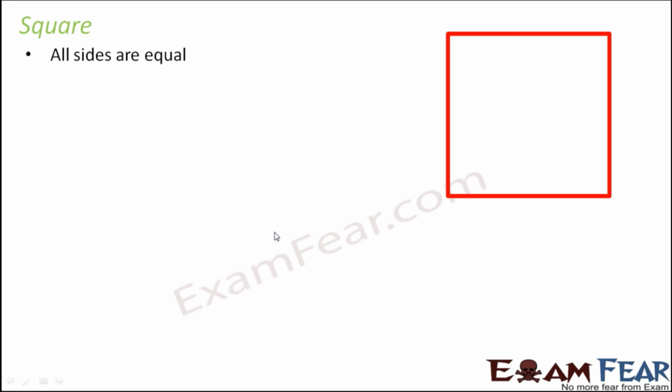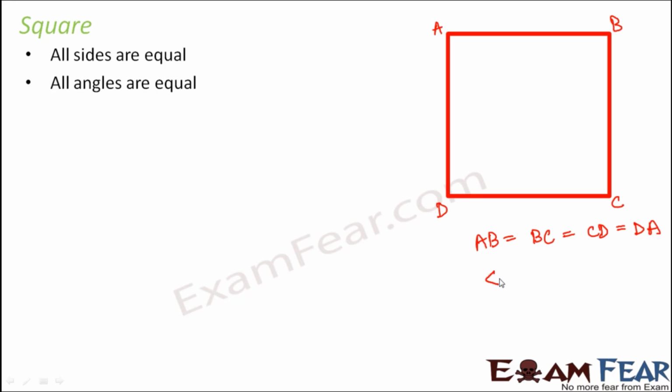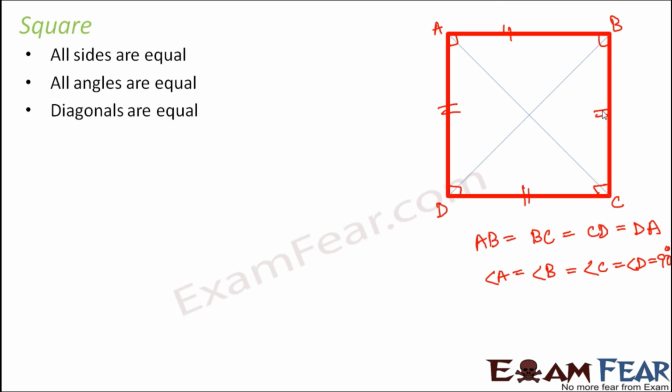Square. Now square is another wonderful thing. Here all the sides are equal, all angles are equal. So pretty simple to remember, everything is equal. So if ABCD is a square, in that case AB is equal to BC is equal to CD is equal to DA. And also angle A is equal to angle B is equal to angle C is equal to angle D is equal to 90 degrees. So each angle is 90 degrees and all sides are equal. In this case, diagonals are also equal, that is AC is equal to BD.